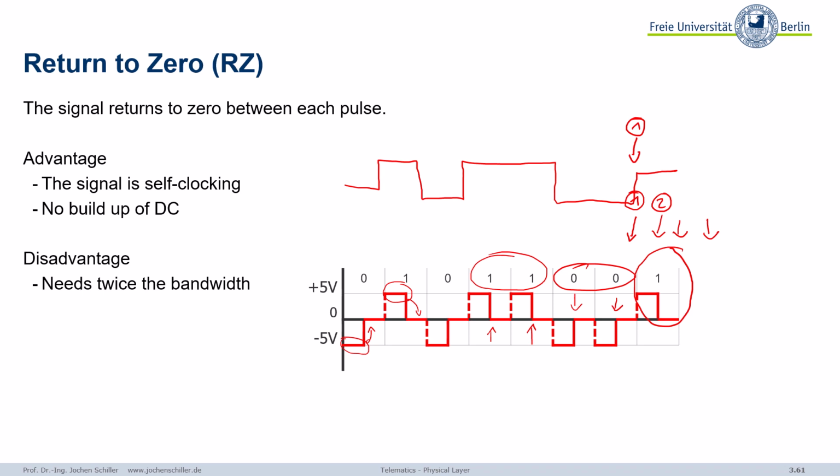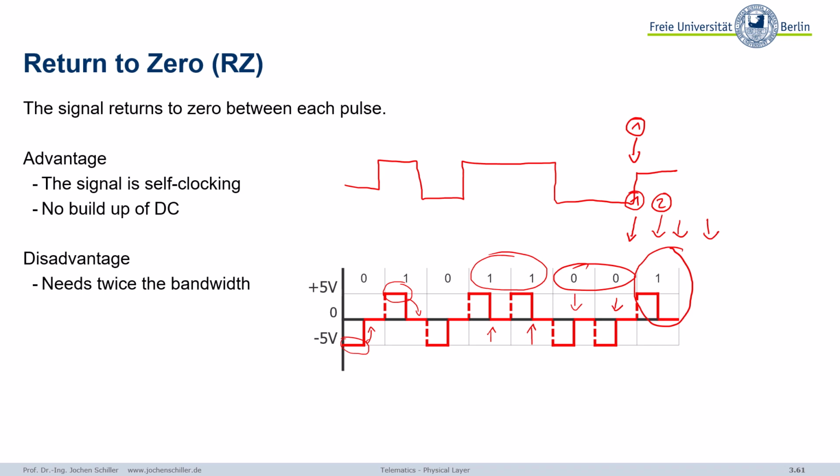So that's a problem. If you have this classical coding with 10 megabit per second using non-return to 0, well, we now need twice the bandwidth because we have now 20 mega changes of the signal using return to 0.